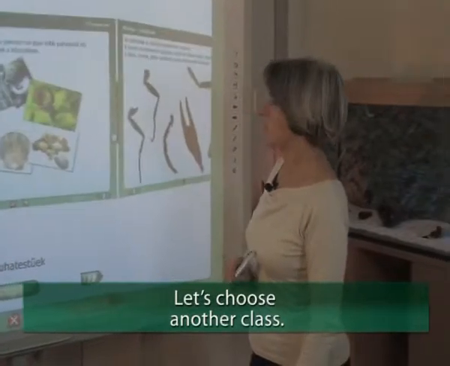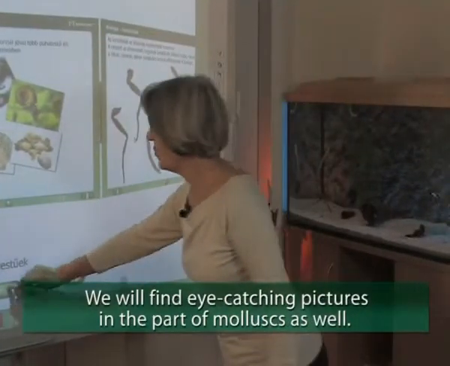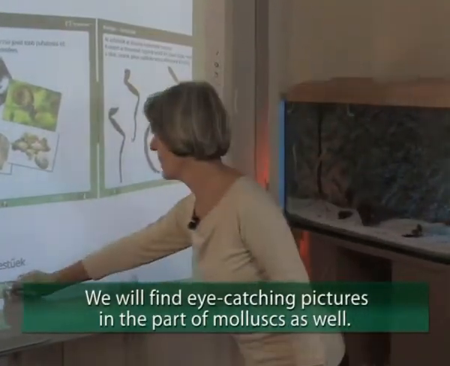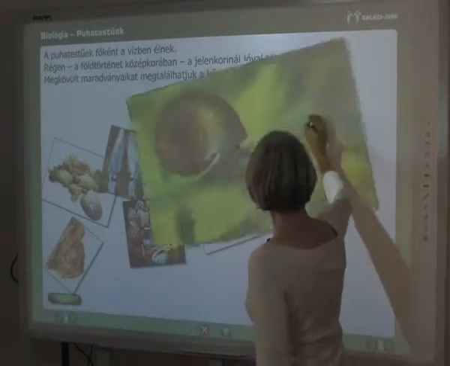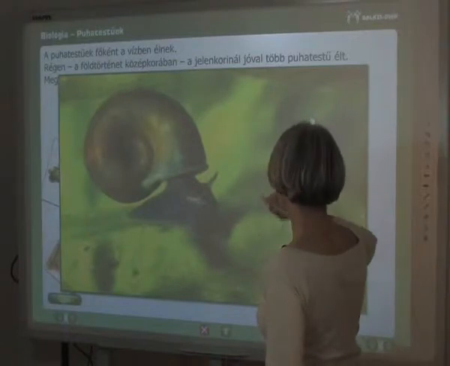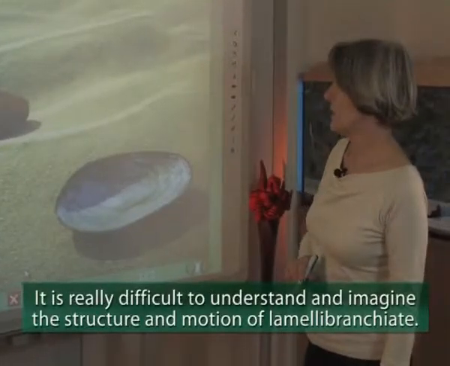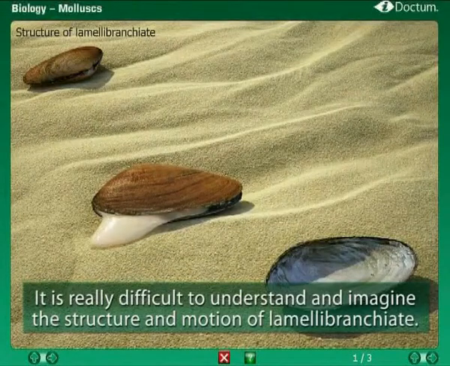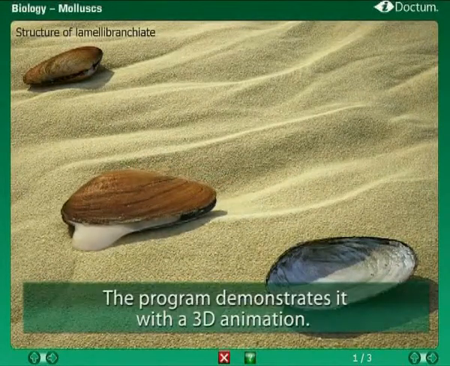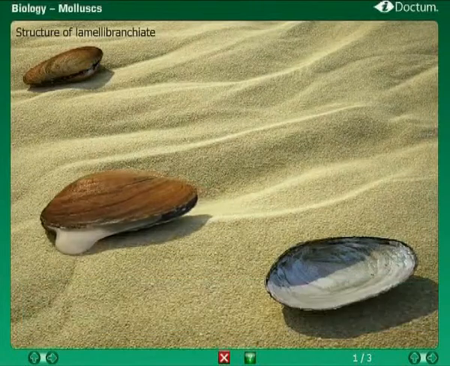Let's choose another class. We will find eye-catching pictures in the part of mollusks as well. Pictures about snails and shells. It is really difficult to understand and imagine the structure and motion of shells. The program demonstrates it with a 3D animation.